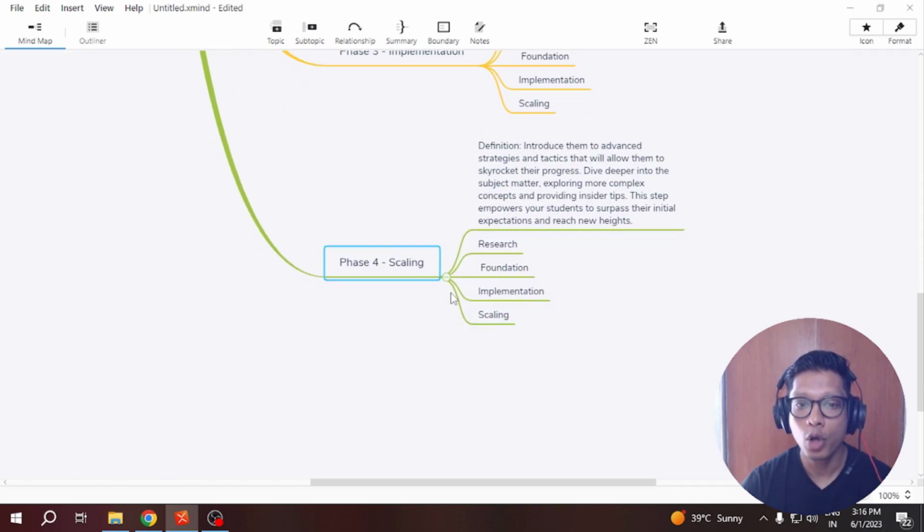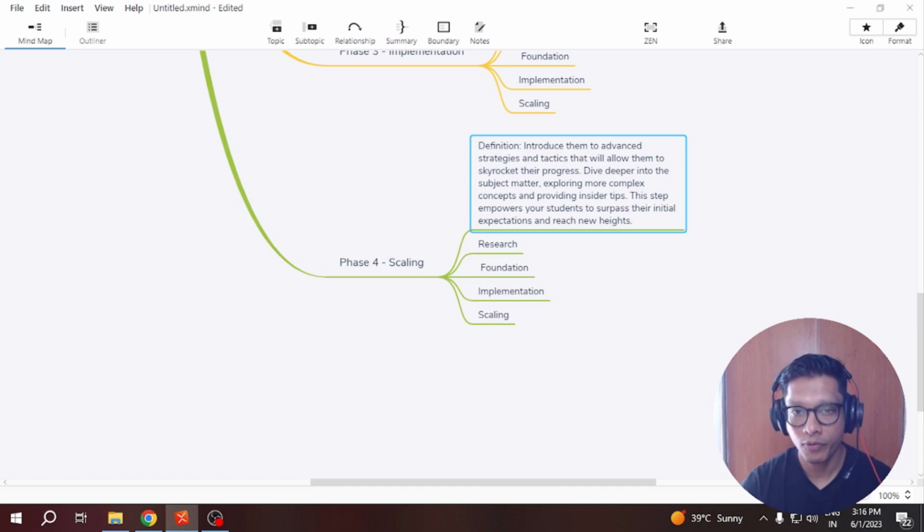Now, here we will talk about scaling. The basic definition of scaling is that you introduce them to advanced strategies and tactics that will allow them to skyrocket their progress, dive deeper into the subject matter, exploring more complex concepts, and providing them insider tips. This step empowers your students to surpass their initial expectations and reach new heights.